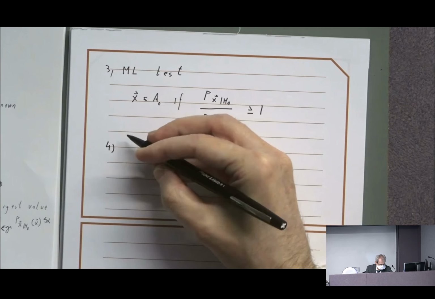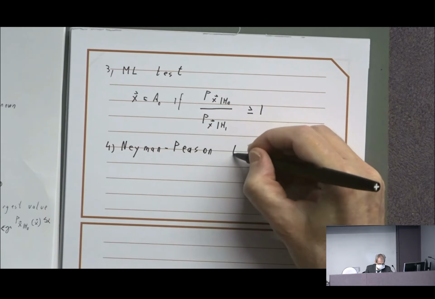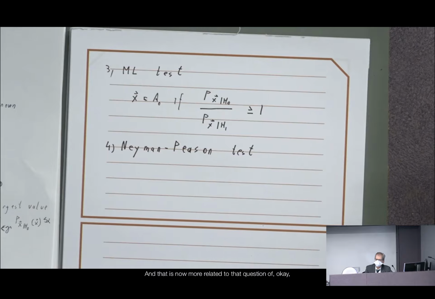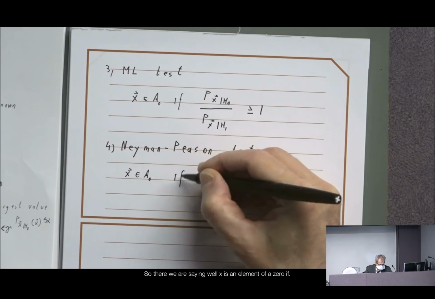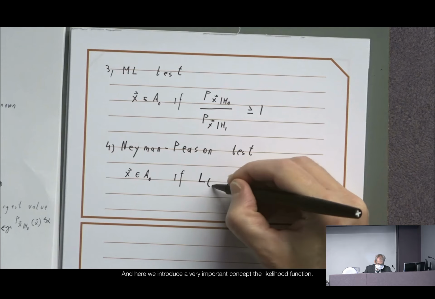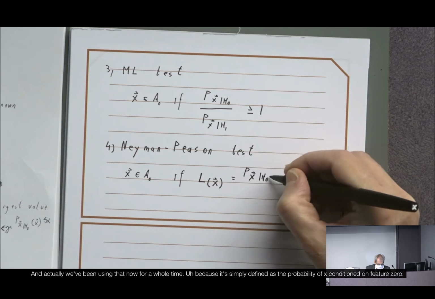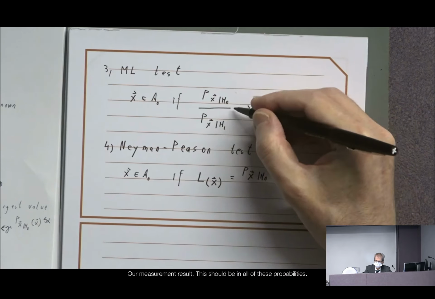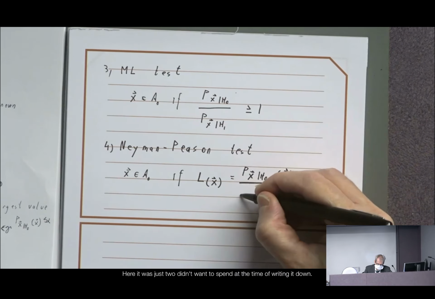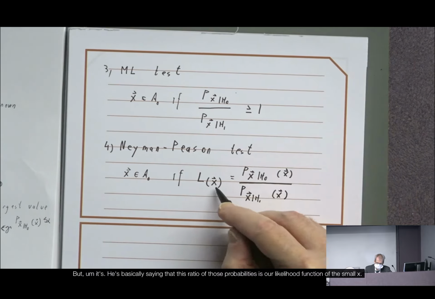And then finally, we have the Neyman-Pearson test. That is more related to the question of, okay, we have a constraint on our false alarm probability, and we want to minimize our misdetection probability. So there we are saying X is an element of A0 if, and here we introduce a very important concept, the likelihood function. We've been using that for a whole time because it's simply defined as the probability of X conditioned on H0 over H1. That should be more exact and show the argument of small x, our measurement result. This should be in all of these probabilities here. I just didn't want to spend the time writing it down, but this ratio of probabilities is our likelihood function of the small x.